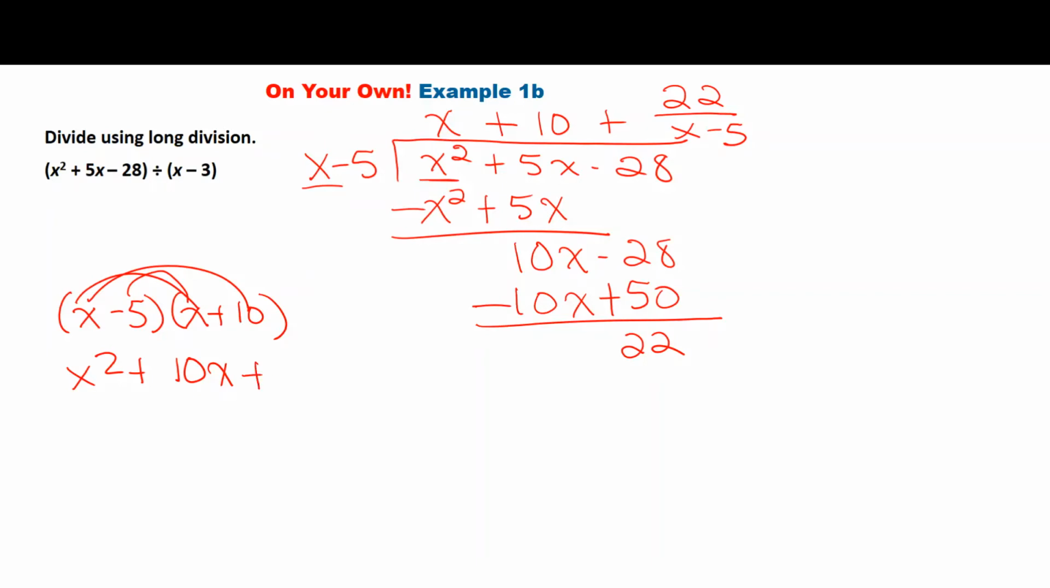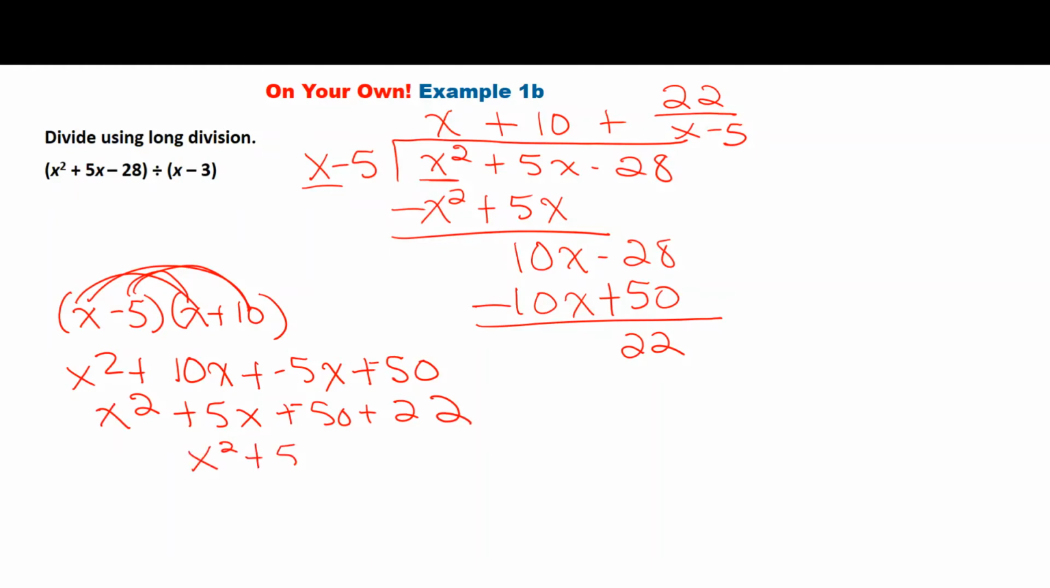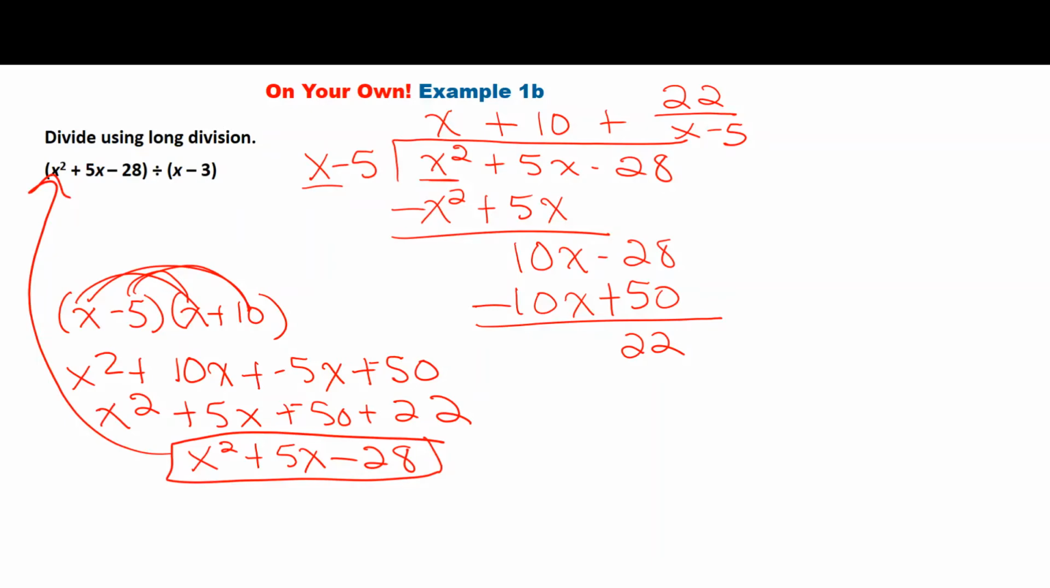Negative plus a negative 5x plus 50. All right, that's going to be x squared plus 5x plus 50. Don't forget my 22 over there. Let's see, that was actually negative 50 plus a positive 22. And that indeed ends us up with x squared plus 5x minus 28. And that one checks out again. Exact same up there, so we know we did it right.